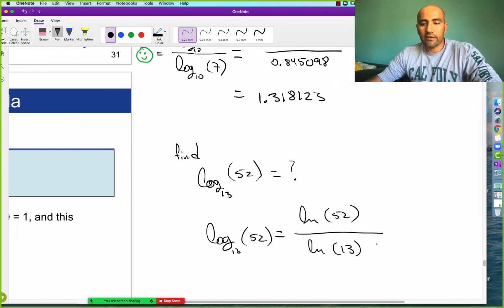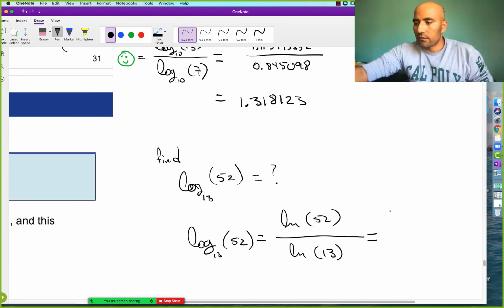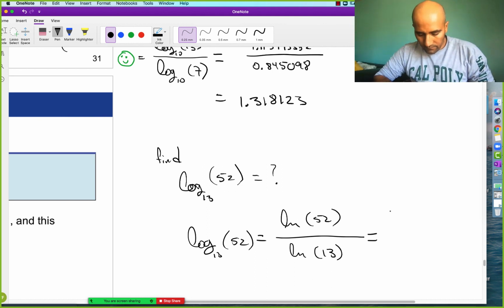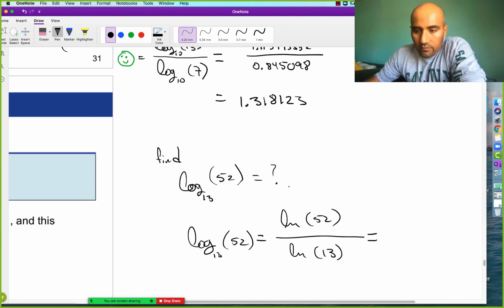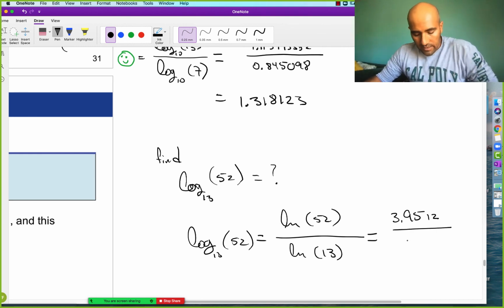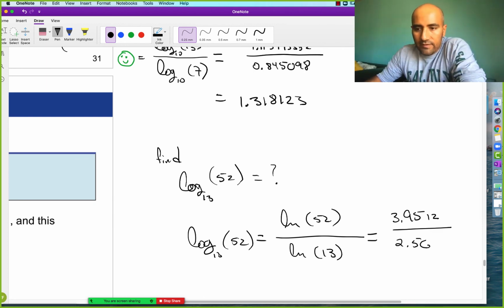Okay, so we go over to our calculator. This would be ln of 52. This gives me approximately 3.9512, just to speed things up. And then ln of 13 gives me 2.5649. And why is this true? This must be true because e raised to the power of this decimal equals 13, and e raised to the power of this decimal equals 52.